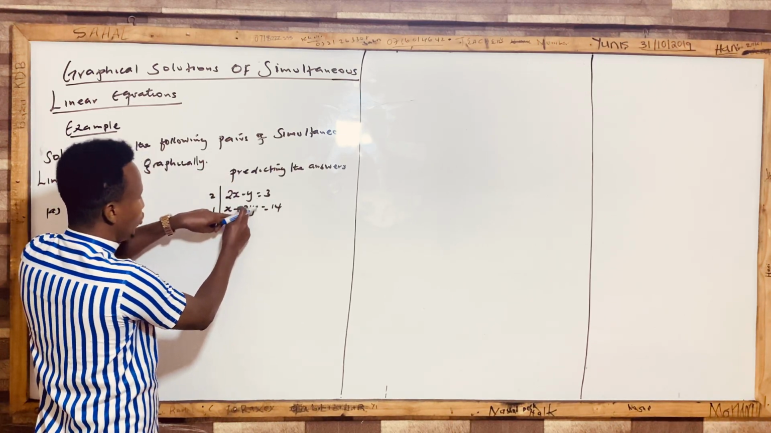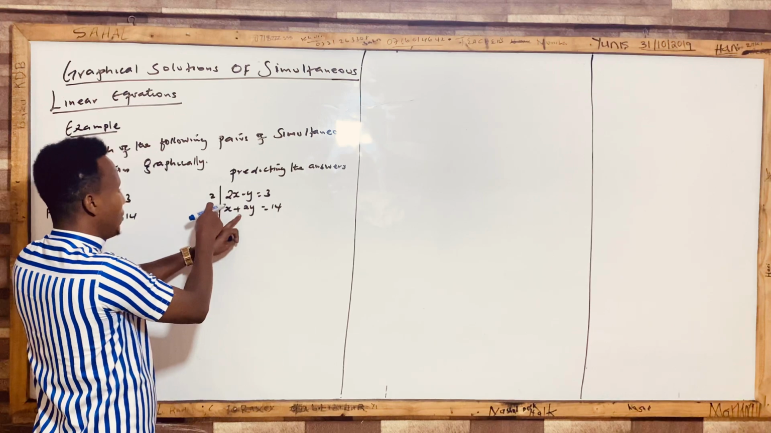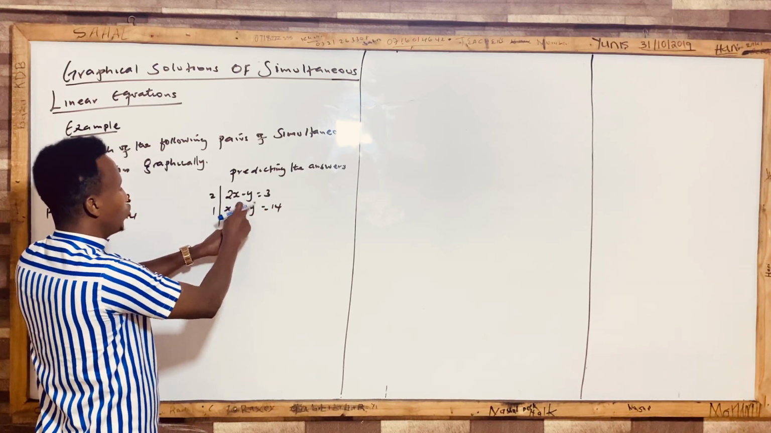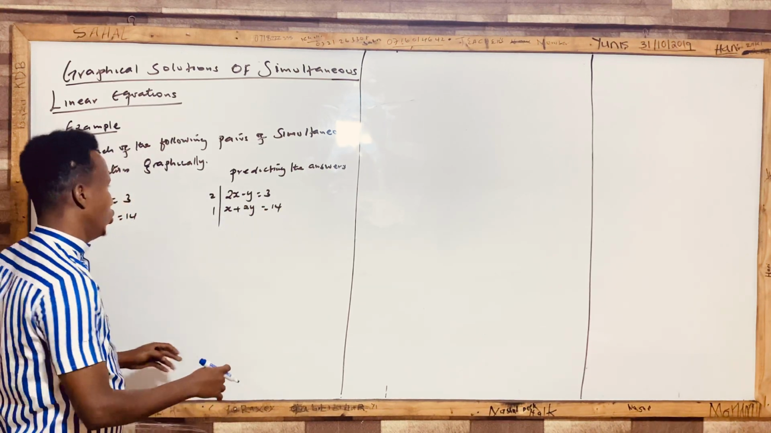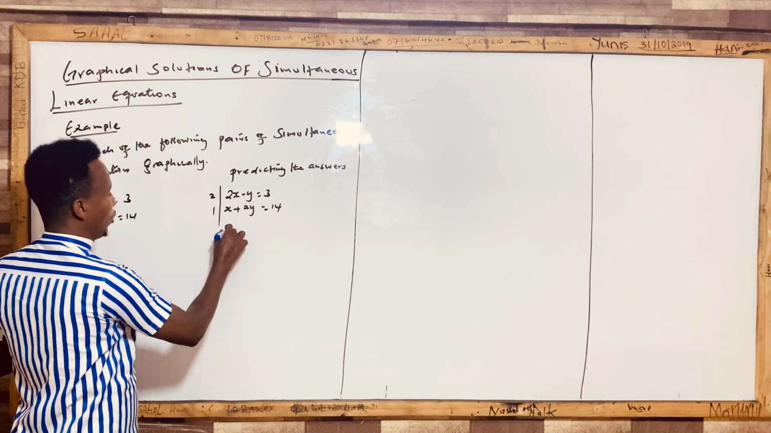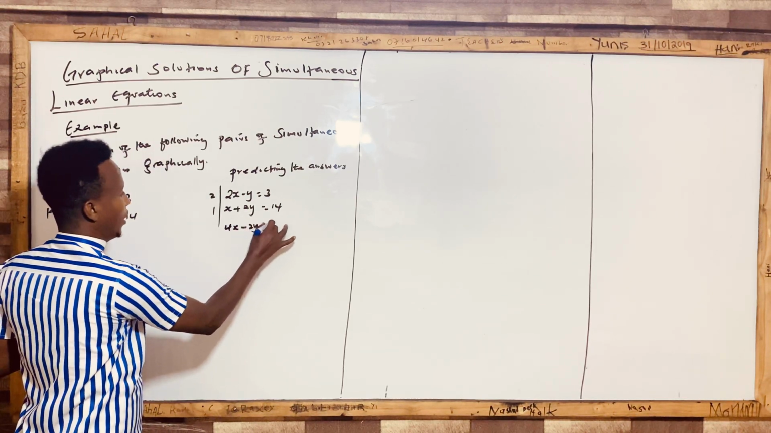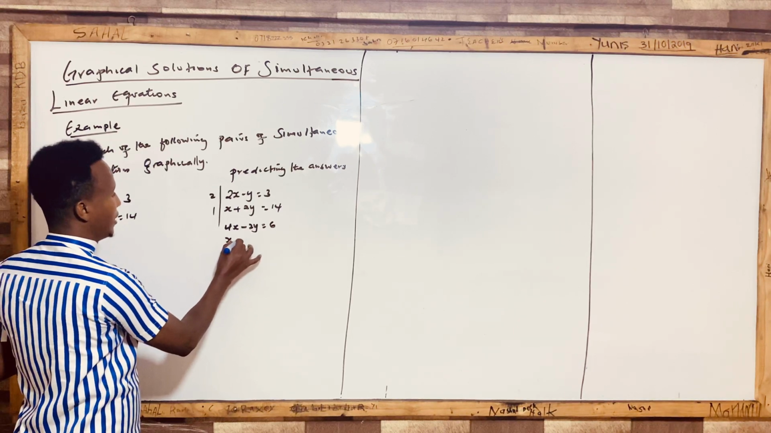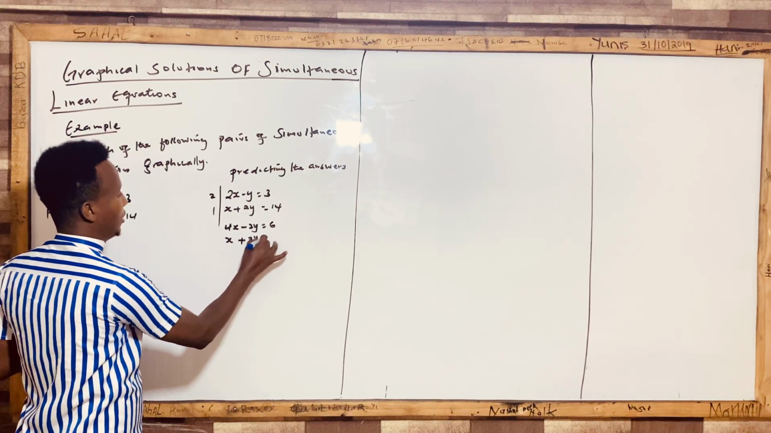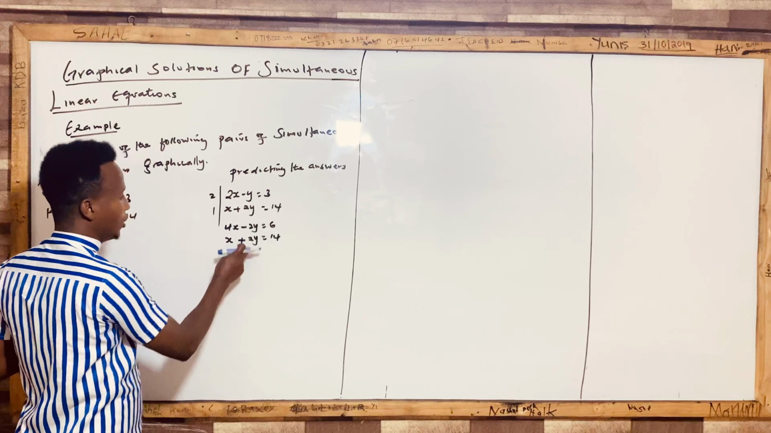Here we have 2 and here we have 1. So that 1 will come here and will be multiplied by this row. These 2 will go up and will be multiplied by the upper row. This times this will give me 4x minus 2y is equal to 6. Here I will have x plus 2y is equal to 14. Can't you see now they're the same?